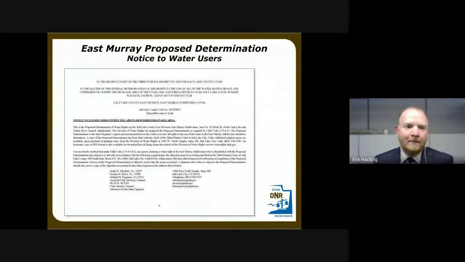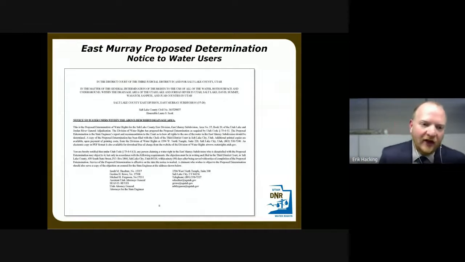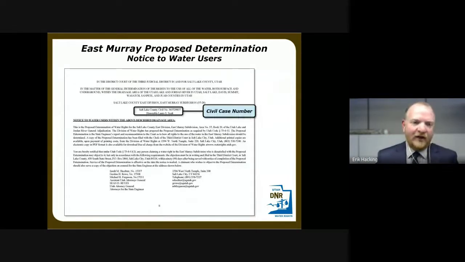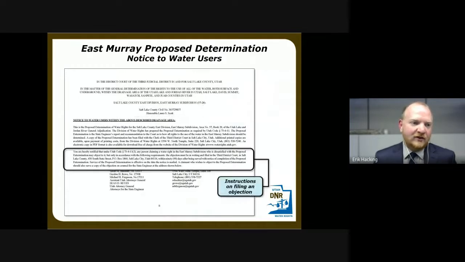All right, next we have the next section of the proposed determination, which is the notice to water users. And this again has some important information. Right here we've got the civil case number, again, which you need if you're going to file an objection, and this case is presided over by the Honorable Laura S. Scott. All right, right here is an important section, these are the instructions to file an objection.